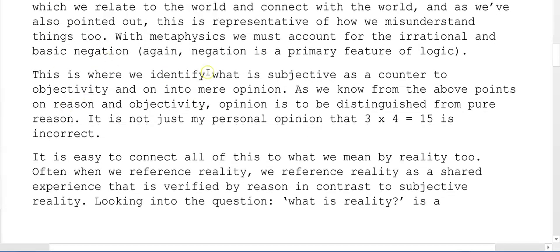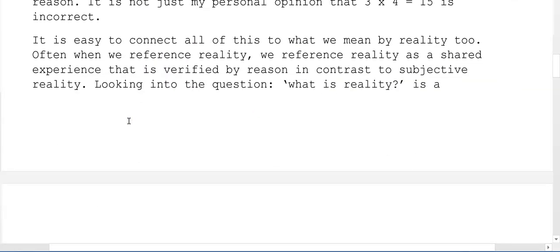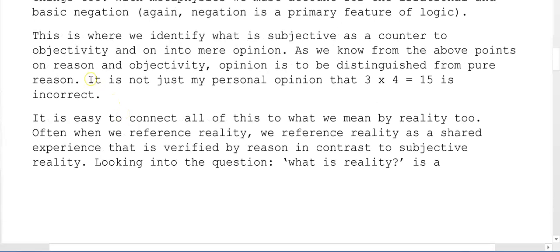Okay, so this is where we identify what is subjective as a counter to objectivity and on into mere opinion. As we know from the above points on reason and objectivity, opinion is to be distinguished from pure reason. It is not just my personal opinion that 3 times 4 equals 15 is incorrect. And then also remember that metaphysics is a way that we identify things, so also see identity as important there. I don't get into too much detail there, but that's something to pay attention to, yes.